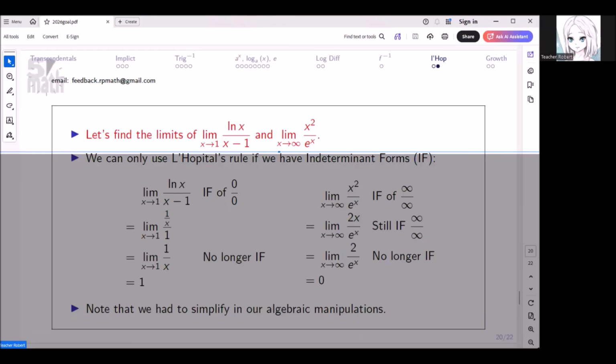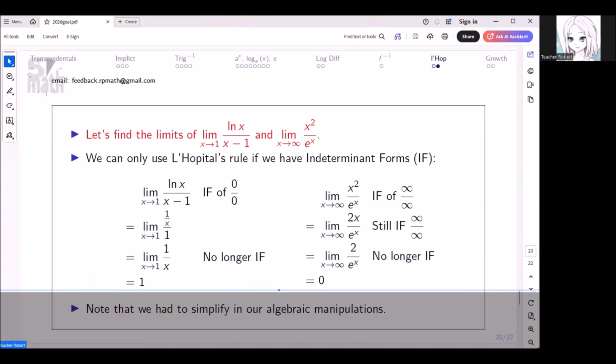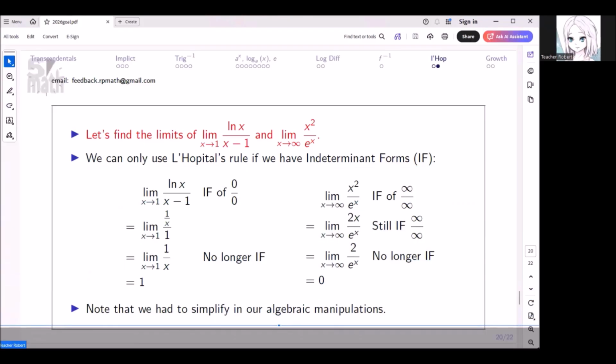Let's find the limits: the limit as x approaches 1 of ln x over x minus 1, and the limit as x approaches infinity of x squared over e to the x. We can only use L'Hopital's rule if we have indeterminate forms. We have the following. Note that we had to simplify in our algebraic manipulations.